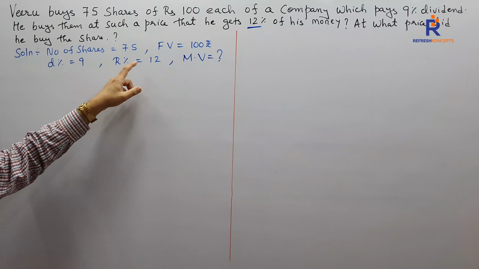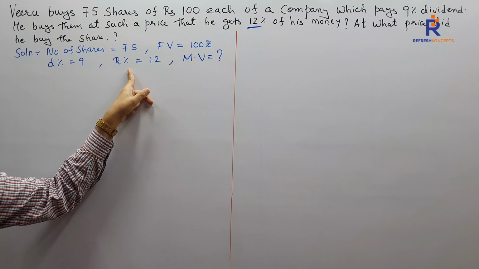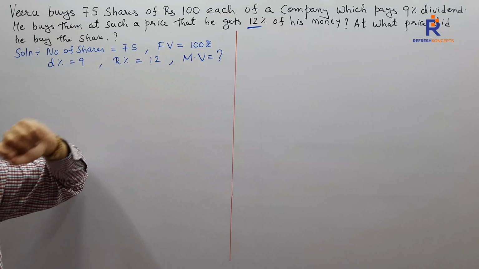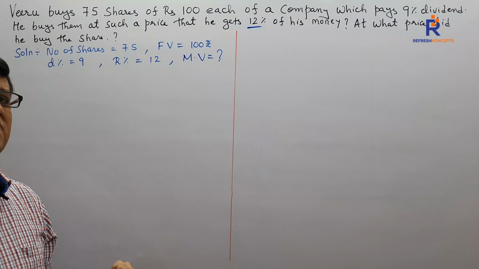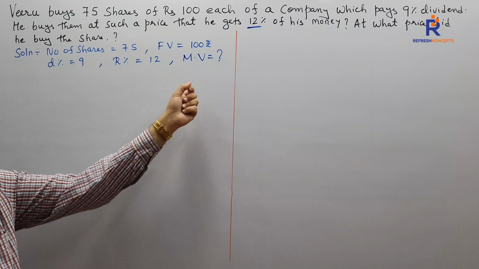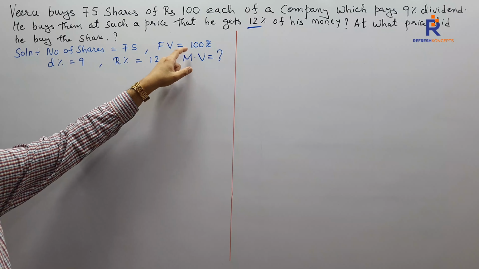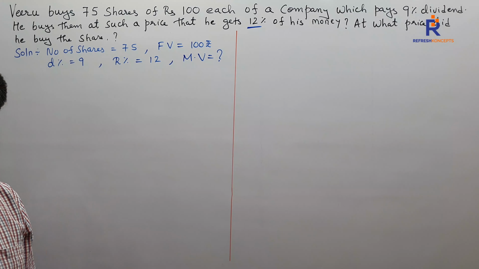What do you think so? Dividend percent 9, rate of return 12. So what could be the answer of market value? More than face value or less than face value? There are many who already gauged it. Those who remember the logic I gave you in that video, the answer will be less than face value 100. Answer has to be less than 100. Let's see whether sir is right or wrong.